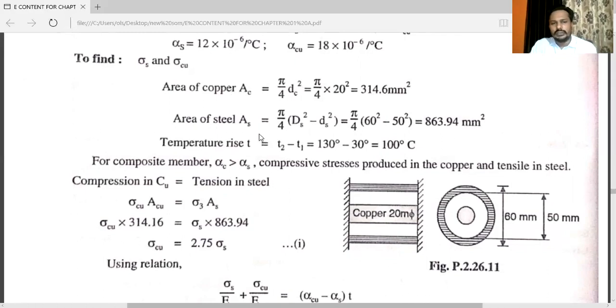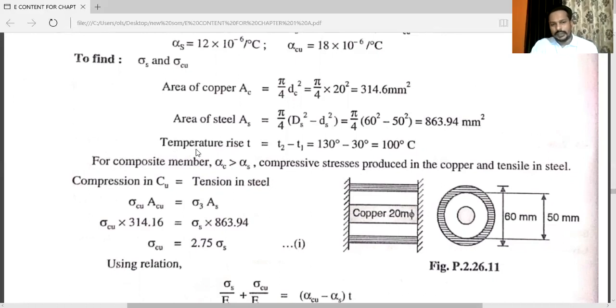Area of steel, the cross-sectional area of steel, is pi by 4 into capital dA square minus small dA square. Outside diameter of steel is 60, inside diameter of steel is 50. So the answer will be 863.94 mm square.